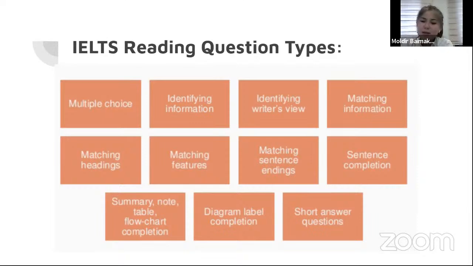Matching sentence endings. Well, this is basically the easiest question type, I'd say, because there is a beginning of the sentence, and also this is not that popular a question type. So it means that you may or may not meet this question type. If you do, you're given several, maybe 4 or 5, sentence beginnings, and there are also options A, B, C, D, E, which are the endings of the sentences.